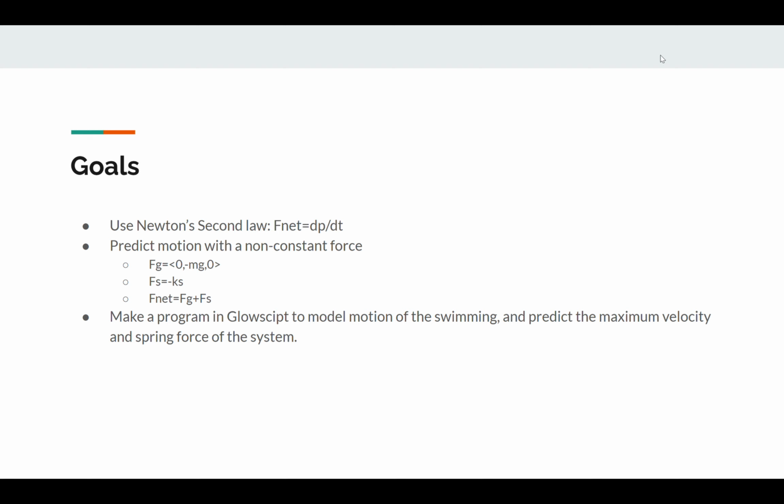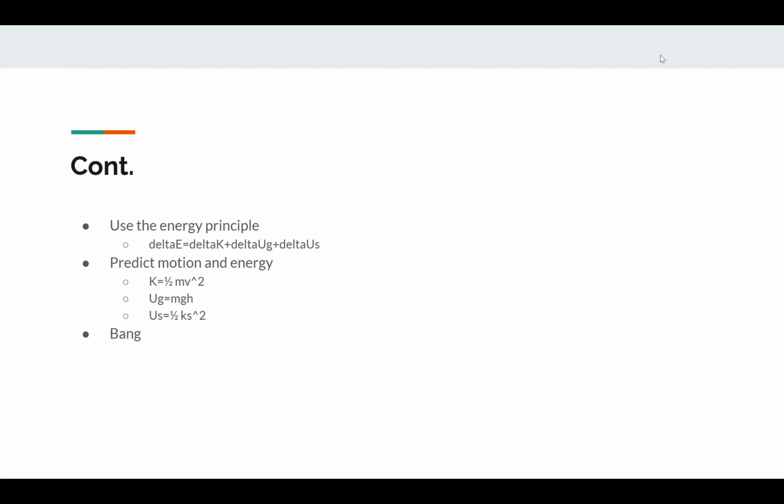And then I'm going to make a program in GlowScript to model the motion of the swinging and predict the maximum velocity. Some continued goals: we're going to use the energy principle, which is delta E equals delta K plus delta UG plus delta US. Then we're going to predict the motion and energy with that. And so the formulas for that: delta K is the change in K, 1/2 mv squared. Delta UG is the change in UG, mgh. Delta US, 1/2 ks squared.